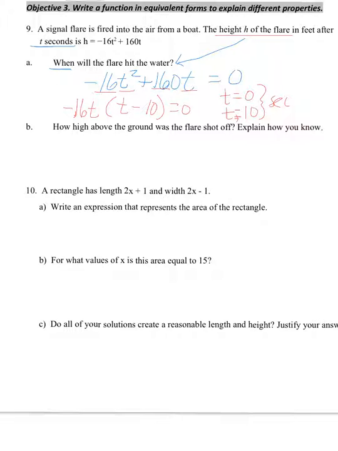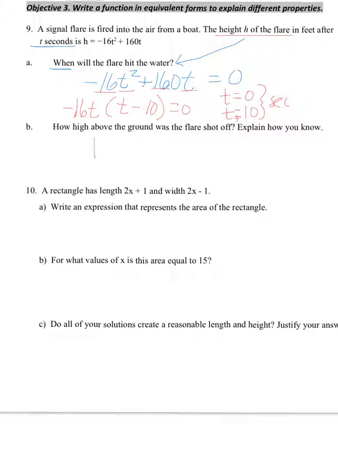So the second question is how high off the ground was the flare when it was shot off. Again, when the flare was shot off, how many seconds had elapsed? The answer to that is 0, because it's right when the flare is shot off. This equation doesn't describe what's happening before the flare was shot off. So when the flare is shot off, that's 0 seconds.